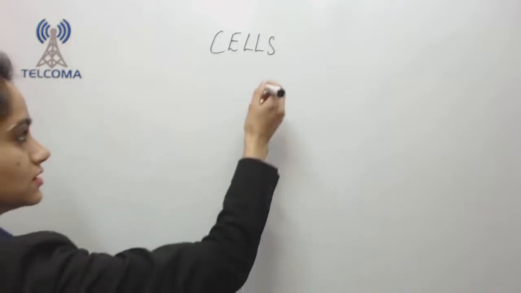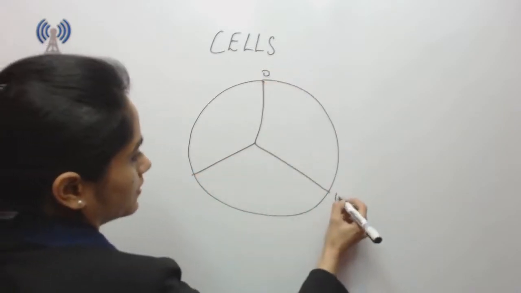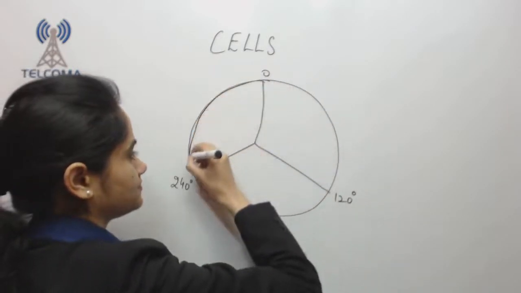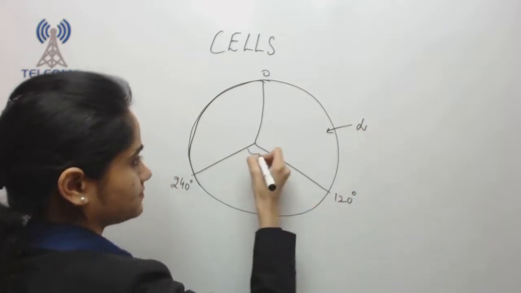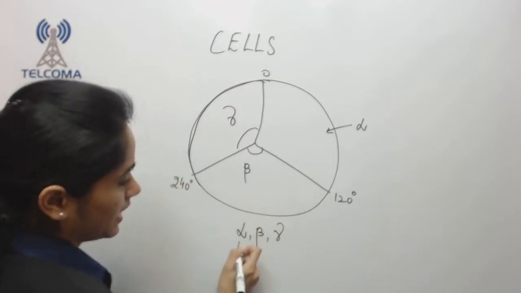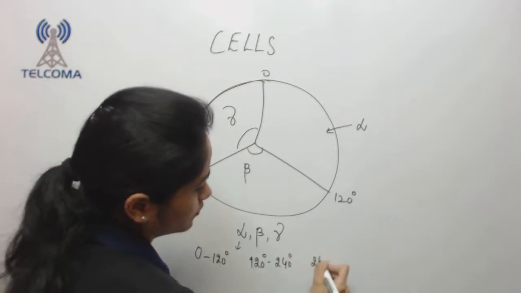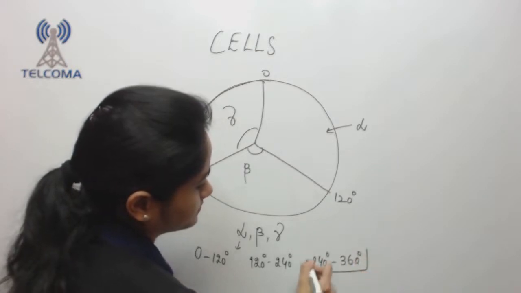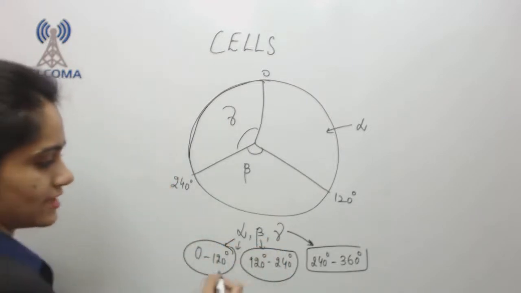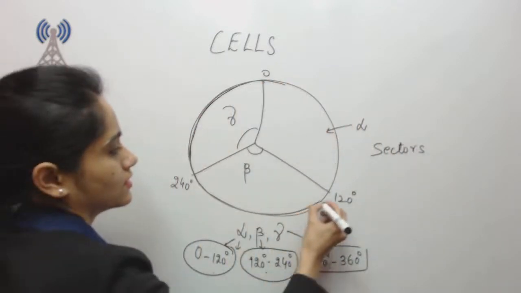Now suppose that we have this as a 360-degree area. From 0 to 120, 120 to 240, and then up to 360 degrees. That means we have divided this complete area into some sectors. We call them alpha sector, beta sector, and gamma sector. Alpha will range from 0 to 120 degrees, beta from 120 to 240 degrees, and gamma from 240 to 360 degrees. So we have alpha, beta, and gamma as the 3 sectors. This we call the sectors of a cell, if we have a complete area.